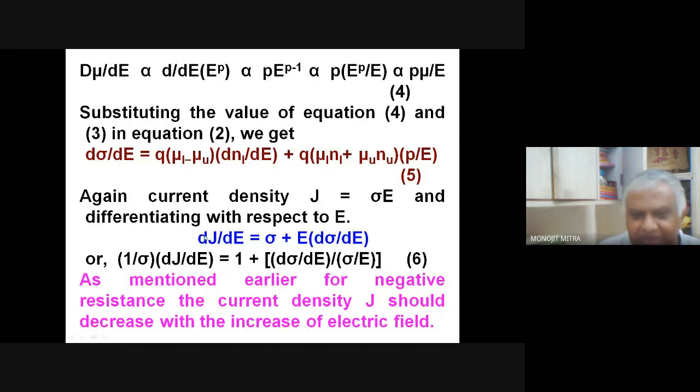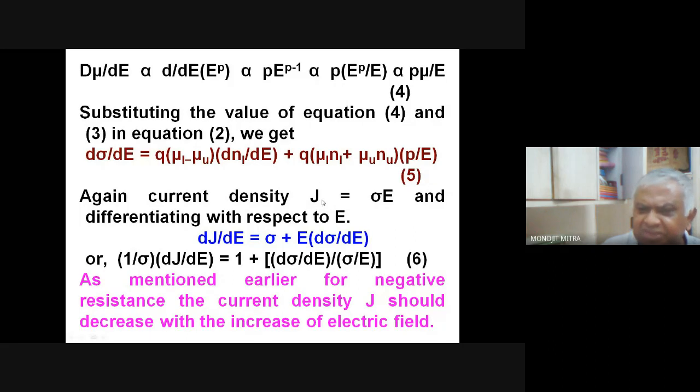If you remove the parameters of the device, that is the cross-sectional area or the length, then it is simply I by V. So if it is negative, we can say it is a negative resistance device, because I just told you, with the increase of voltage, if current decreases, then if you write dI/dV or dV/dI, and it is negative, that is a negative resistance device.